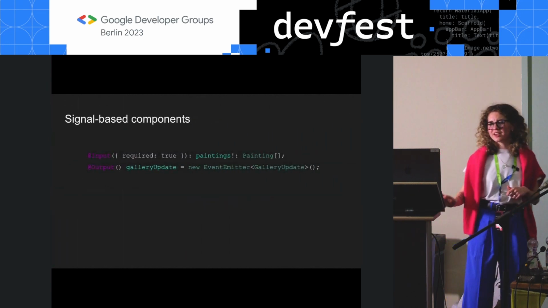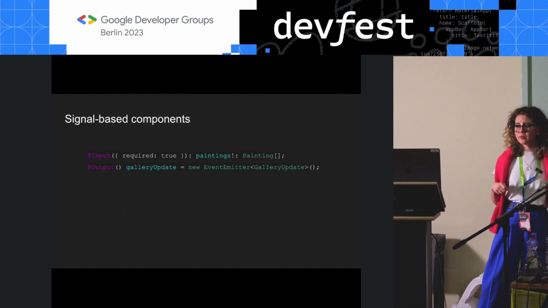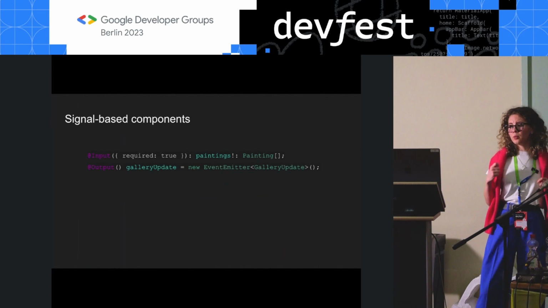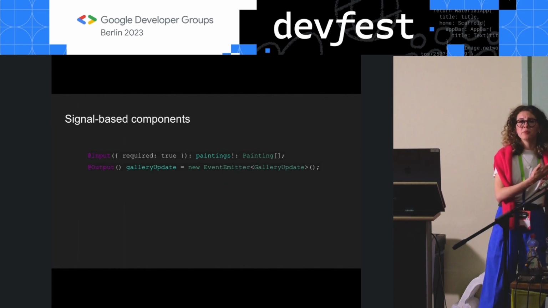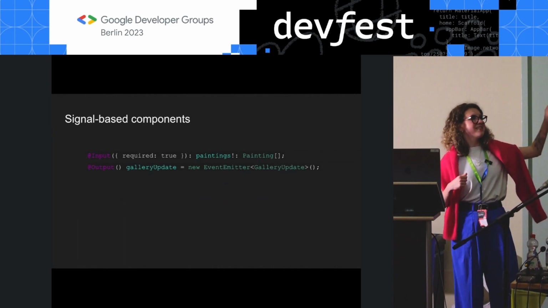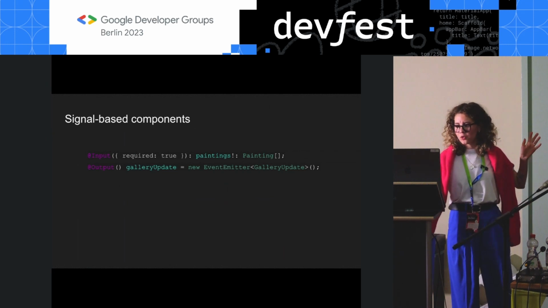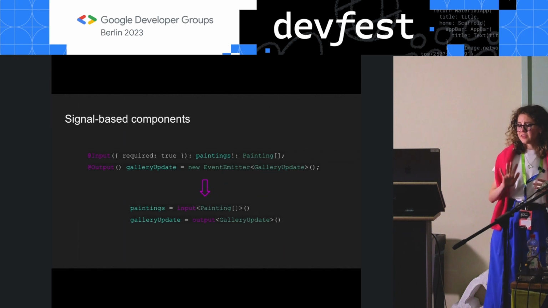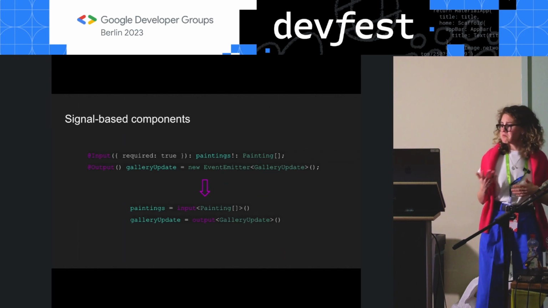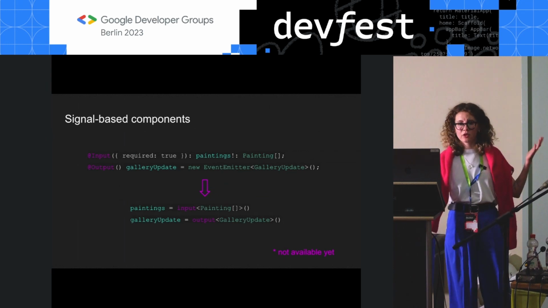Because I heard that there's this concept of signal-based components that the team is working on. We still don't know the precise details about it, but from what I can see, some things will change. For example, input and output events. This is the example of how we know them nowadays. What may it look like in the future? They may look like this. A bit more concise, a bit more straightforward, in my opinion. Again, this is not available yet. This is still a concept.